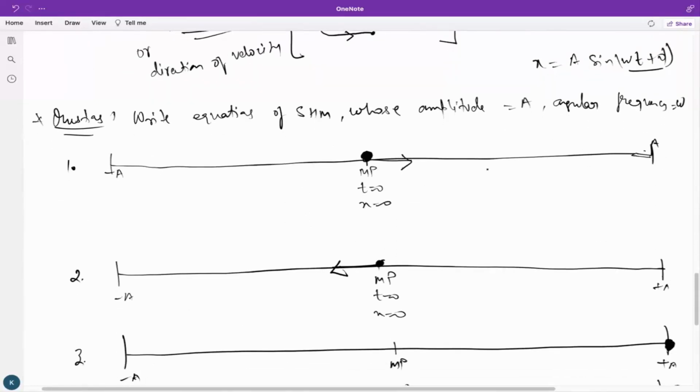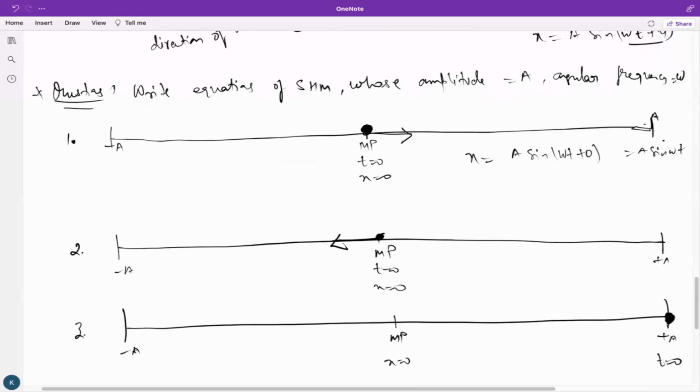So initially the particle is at t is equal to 0, x is equal to 0, so its value actually is equal to 0, right? So the initial phase is 0. So our equation of motion is nothing but x is equal to a sine omega t plus 0. That means a sine omega t.